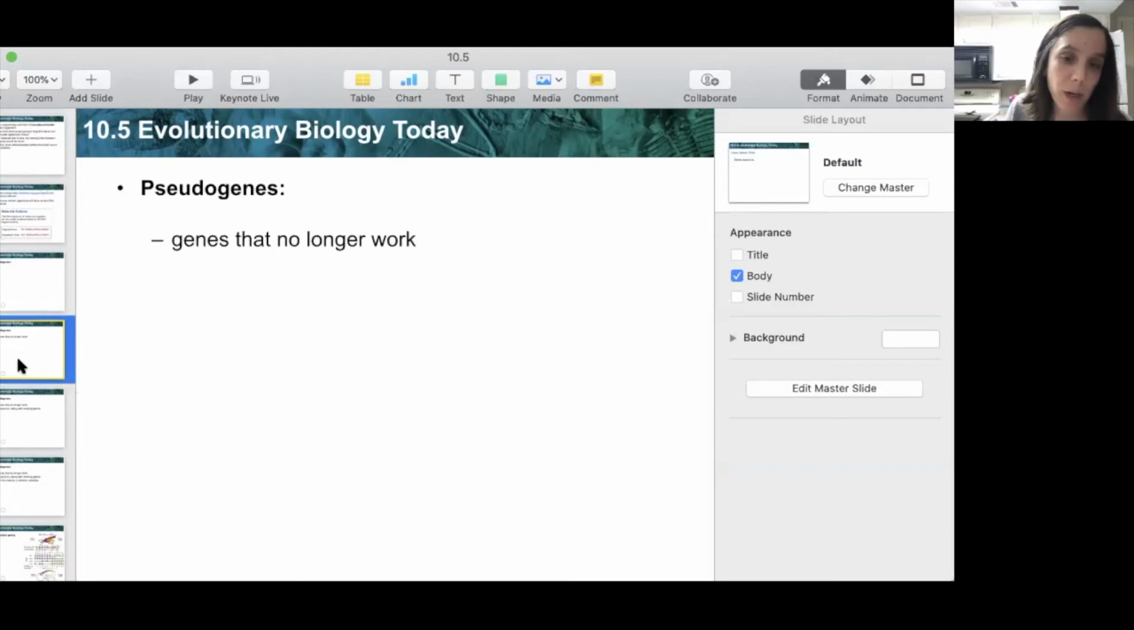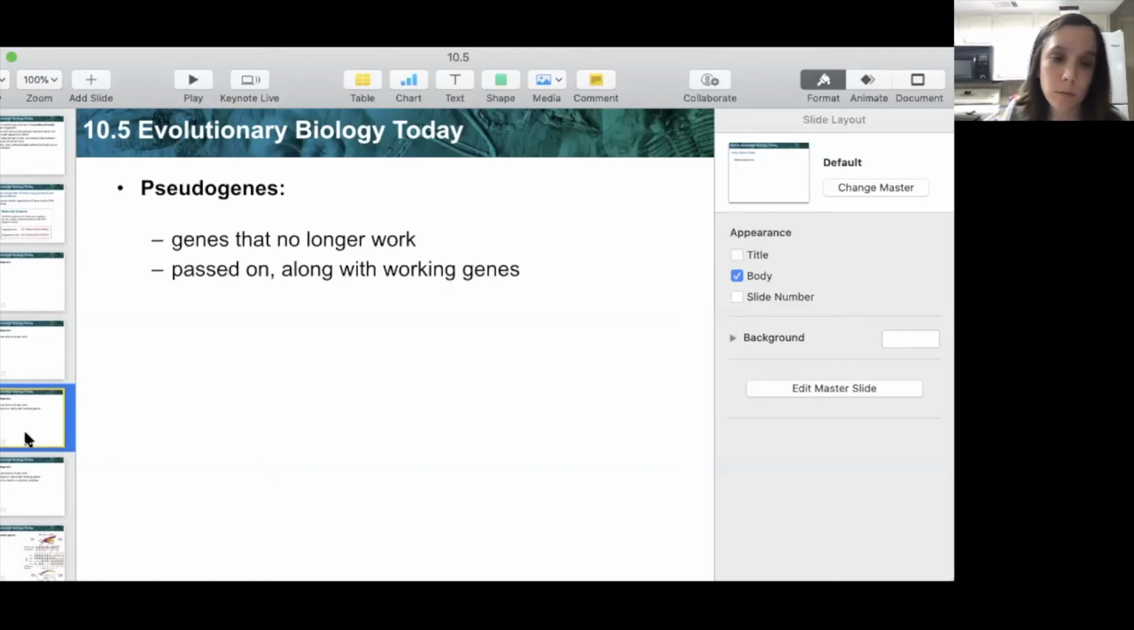Scientists look also at what are called pseudogenes. Now, pseudo means fake. And so pseudogenes are genes that don't work any longer. So there are genes that are still passed on to children, but they don't do anything. They don't make any proteins. So these pseudogenes are passed on along with the working genes to offspring. And these could be clues to a common ancestor.